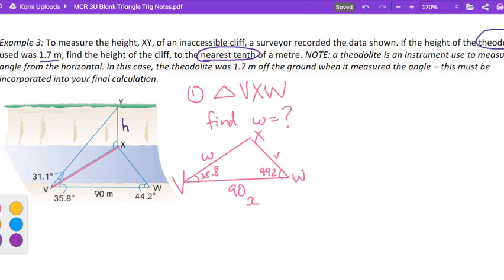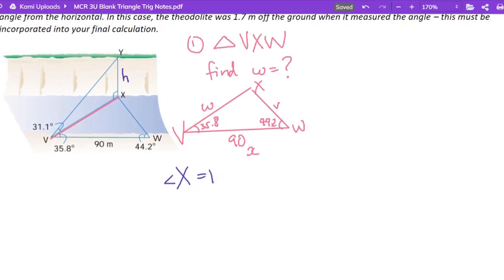All right, let's start off by finding angle X. Right, and we're going to use sum of angles. So 180 degrees, subtract 35.8, subtract 44.2, 36, 40. So I think it's going to be 100. Would anyone agree? Okay. So we've got angle X. Good.